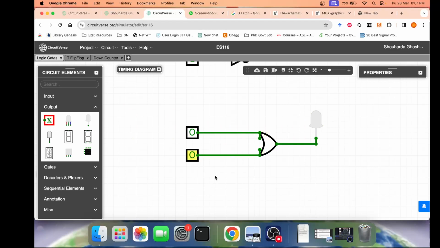Alright, so let's see the behavior. When both the inputs are 0, the LED doesn't glow. That means output is 0. The moment I switch one of them to 1, the LED glows. That means the output is 1 for 0 OR 1. 0 or 1. 1 or 0 still gives me a 1. 1 or 1 gives me a 1.